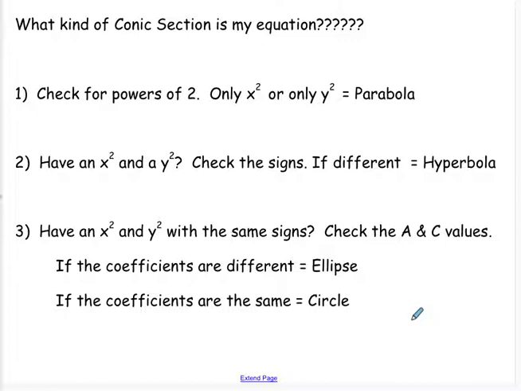I hope that helps you identify these equations when you see them, so that you know which direction to move forward with them.